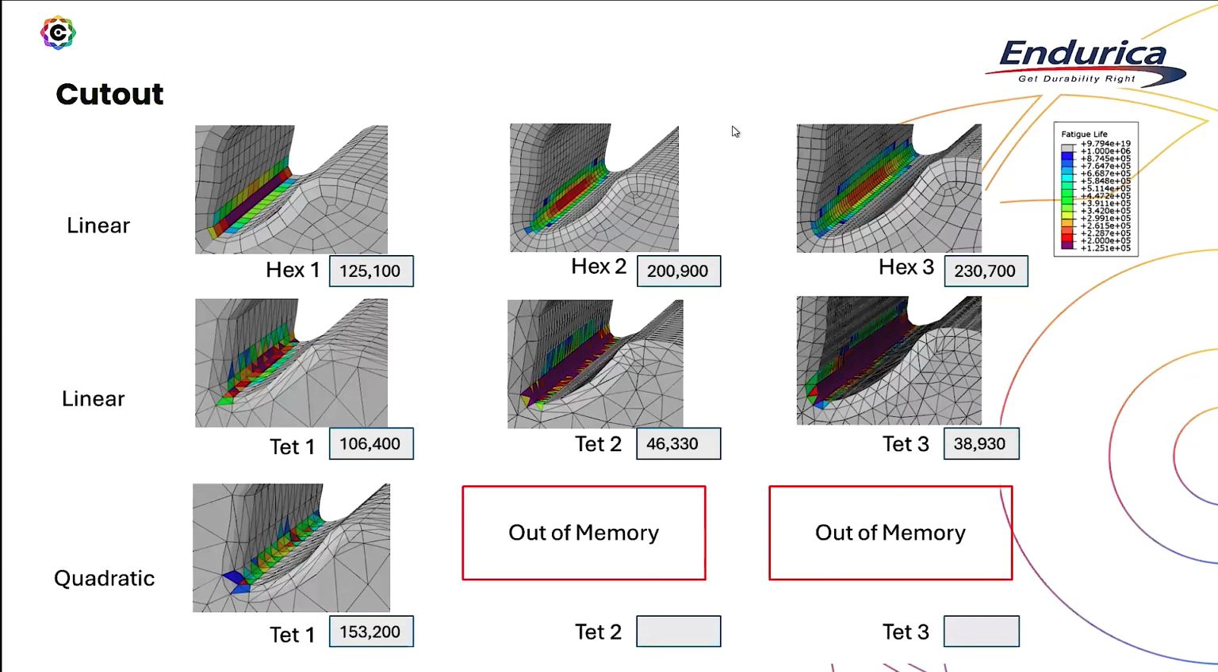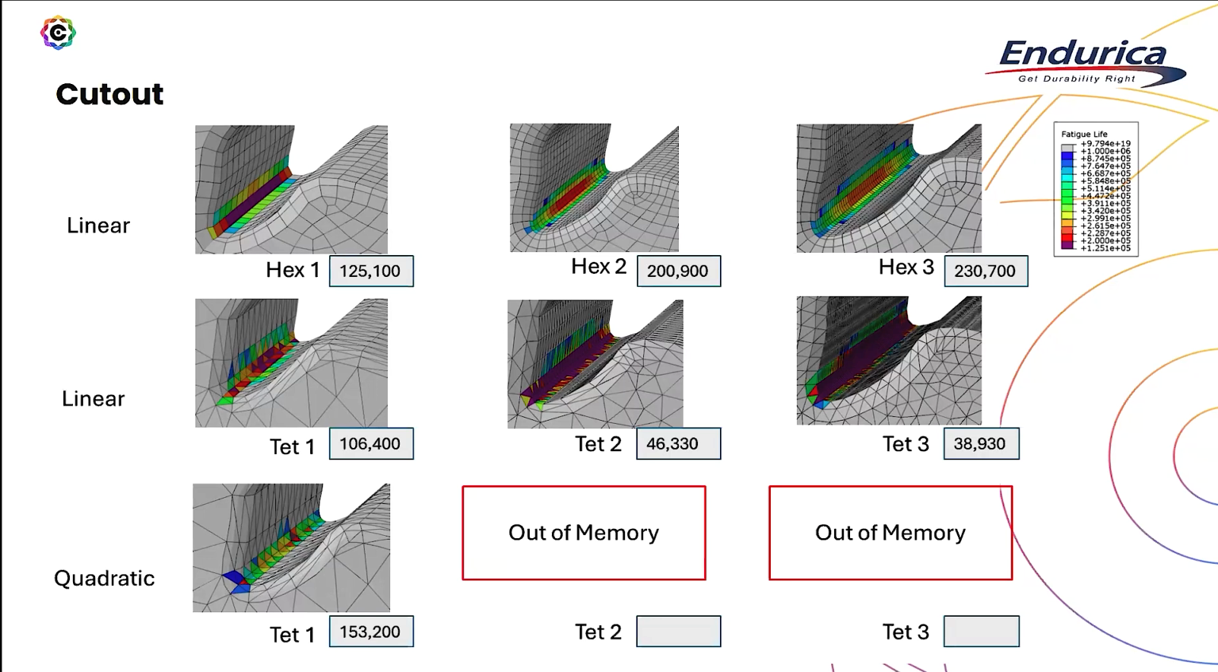So the next critical area we're looking at here is the cutout, and there's a small radius here. In the top row, the hex meshes, you can see that we're increasing the life as we refine the mesh. When you look at this tight radius, if you have coarse elements, it's not accurately discretizing that radius, and so there are larger angles between the elements on the coarse mesh. When you refine the mesh, you get a better result as the angles between the elements become more accurate.